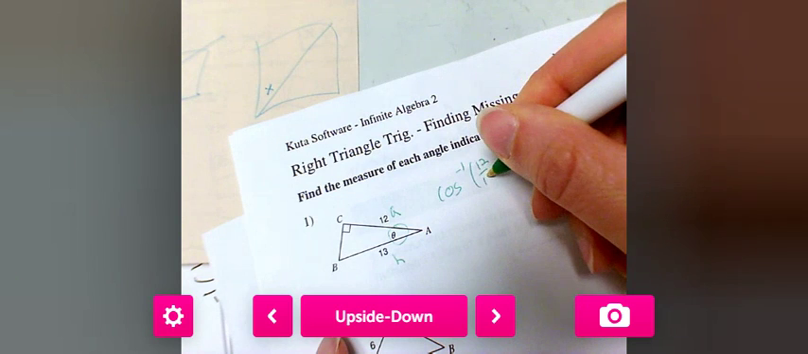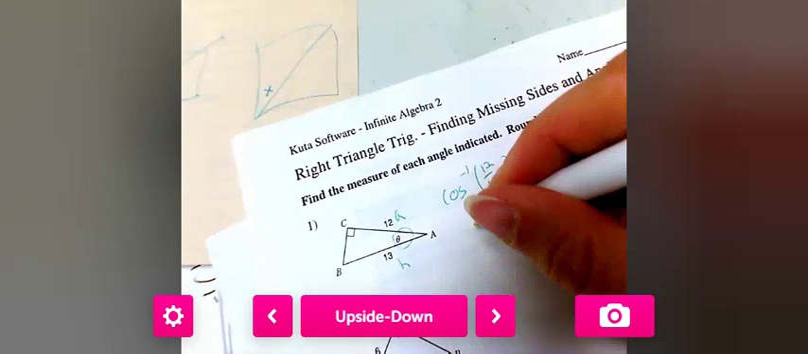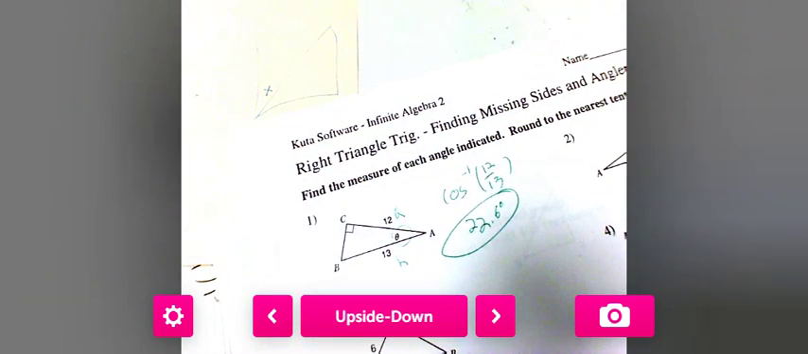adjacent over hypotenuse. So I take my calculator out. I get inverse cosine. I put in 12 divided by 13. I get 22.6 degrees. That's the whole thing. Okay? Let's move on to number 9. Make sure we get this.